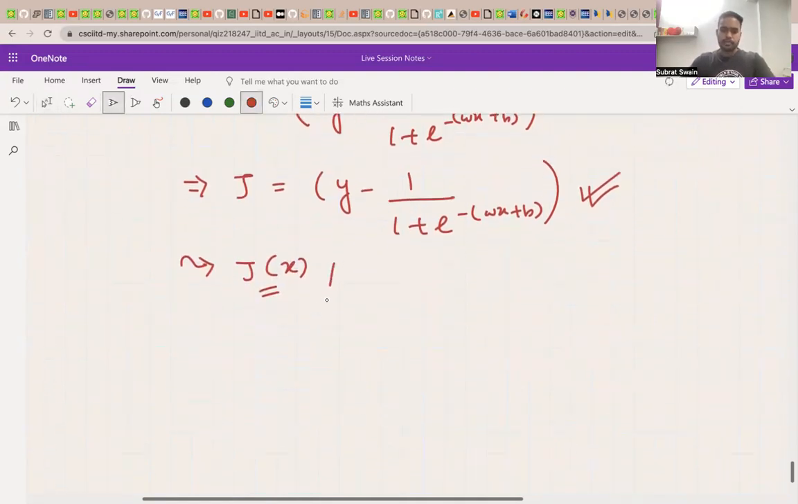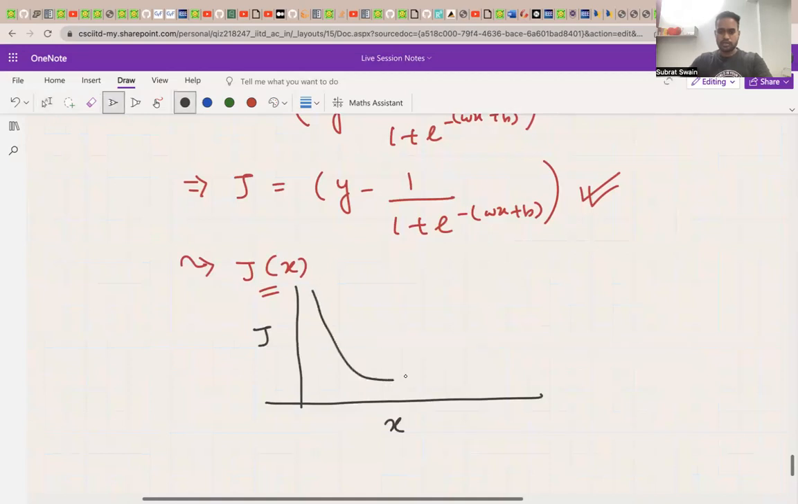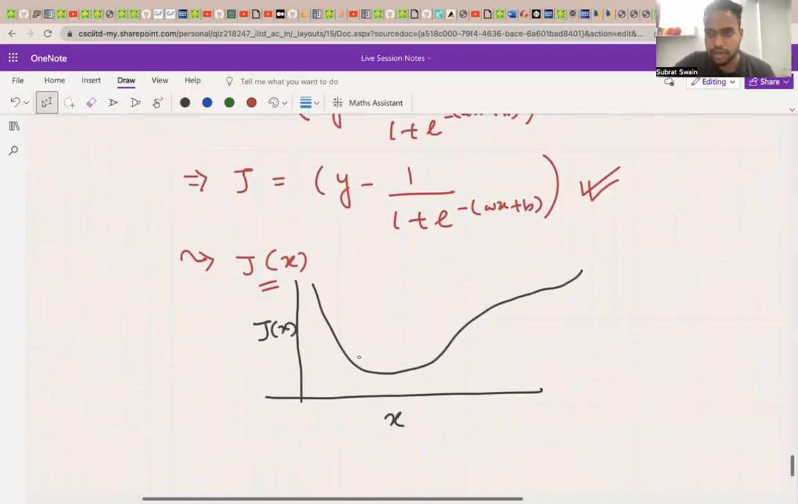And if I plot this, this is X and this is J. I can plot this as J of x. So this is a plot between X and J(x), not between X and Y or X and F(x). It is between X and the loss. Okay. So everyone is clear till this point, right? Just let me know in the chat.